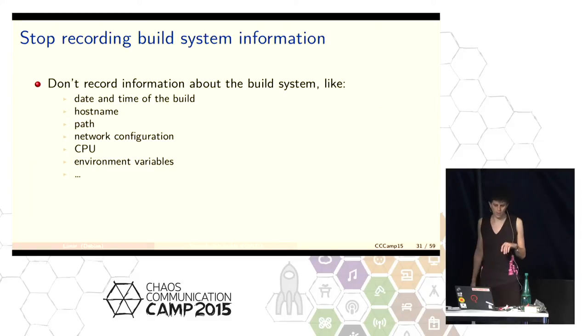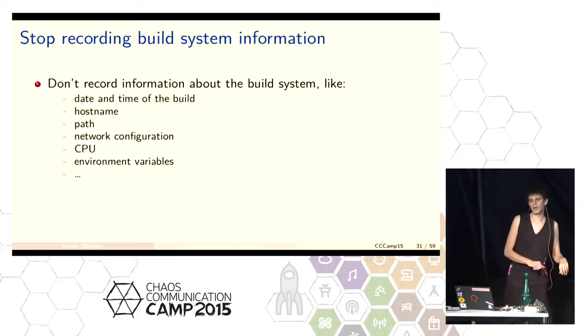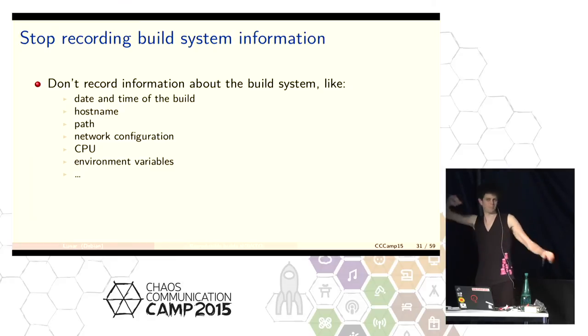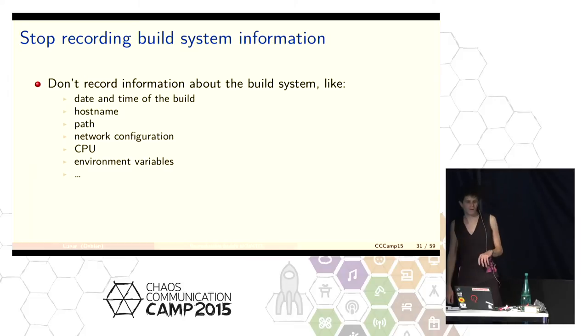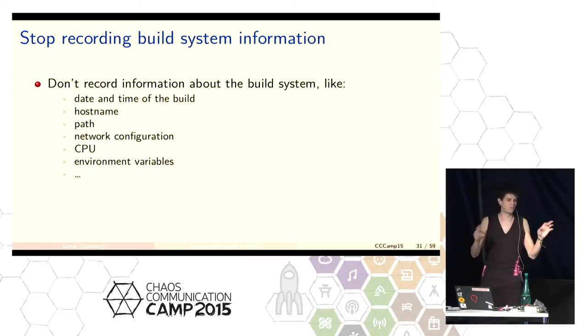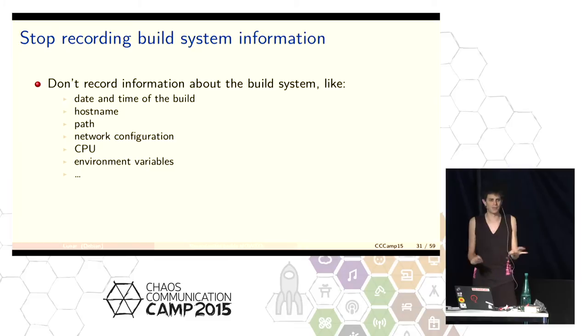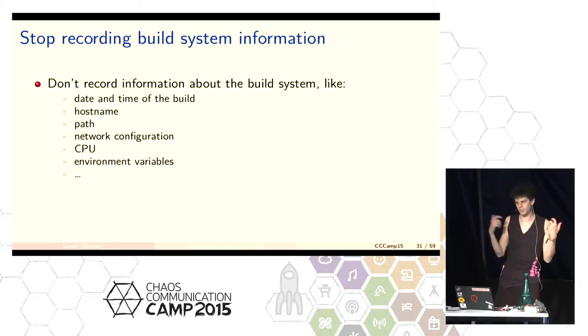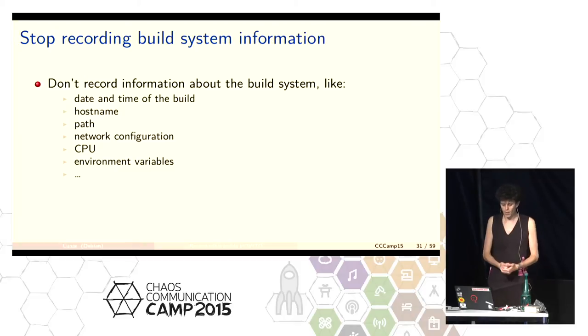Also, don't stuff your version string with things like "built on system foo by user bar on CPU Pentium 14, blah blah blah." No. If you want reproducible builds, you want different kinds of machines to be able to have the same result.